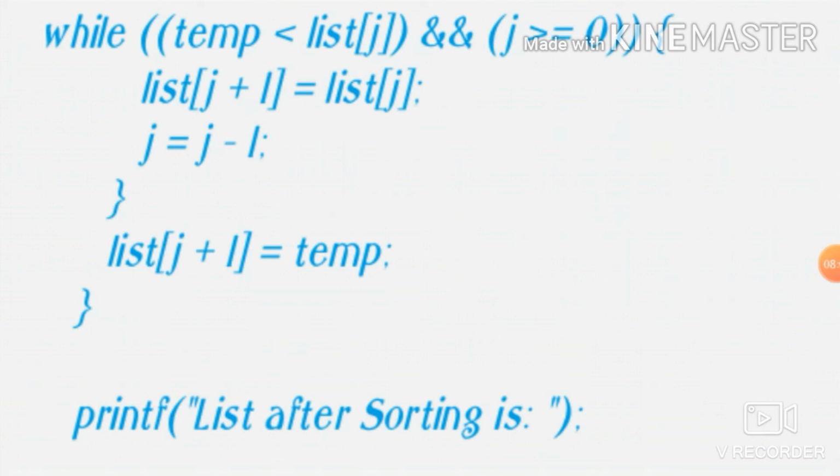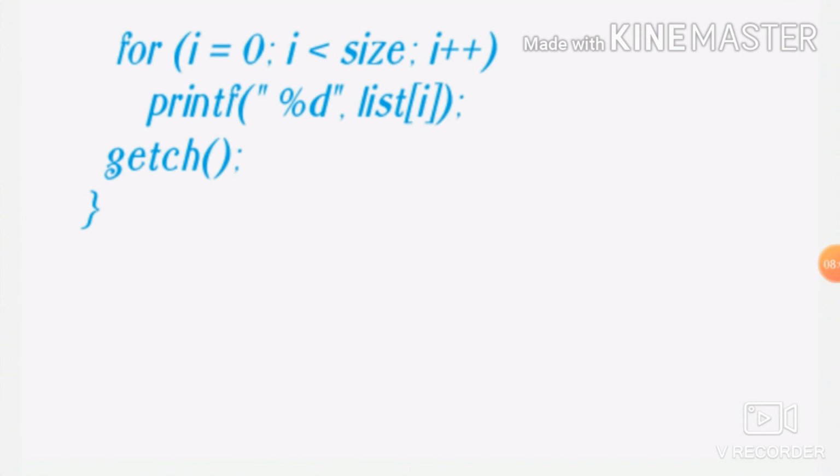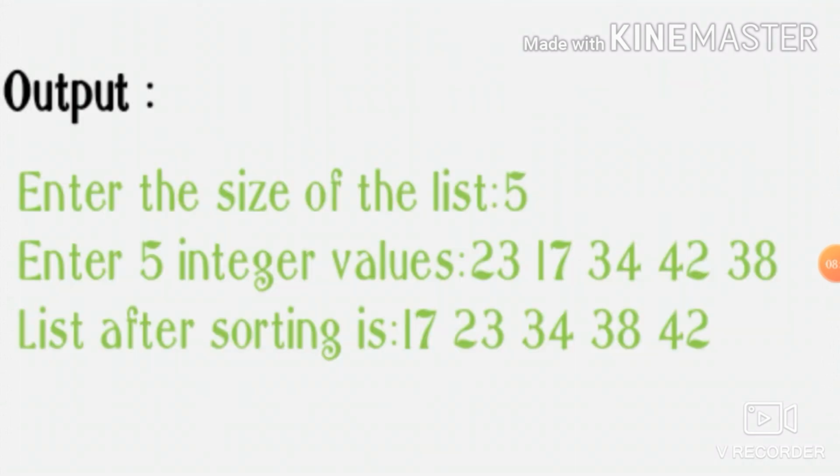At last we can print the array elements, which is the list after sorting. Using this for loop we can print the elements of the sorted array. Here is the output. We enter the size of the list and then the elements, 5 elements which are unsorted, and after that we get the sorted array.